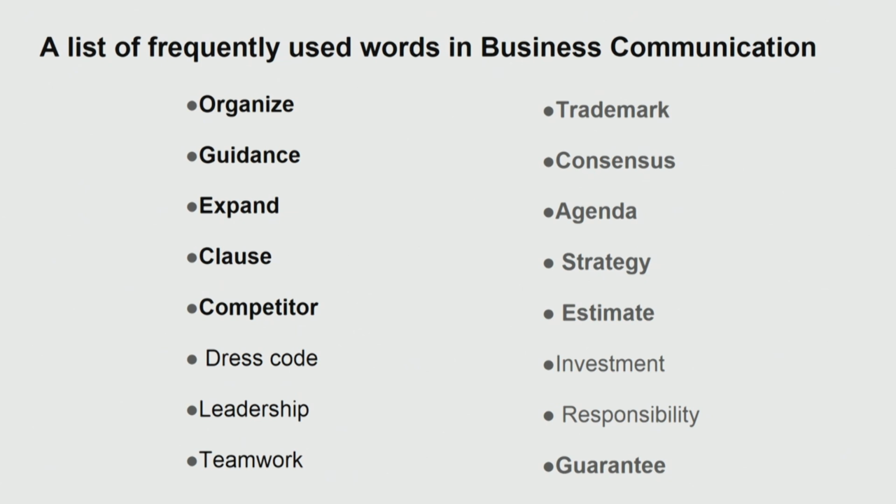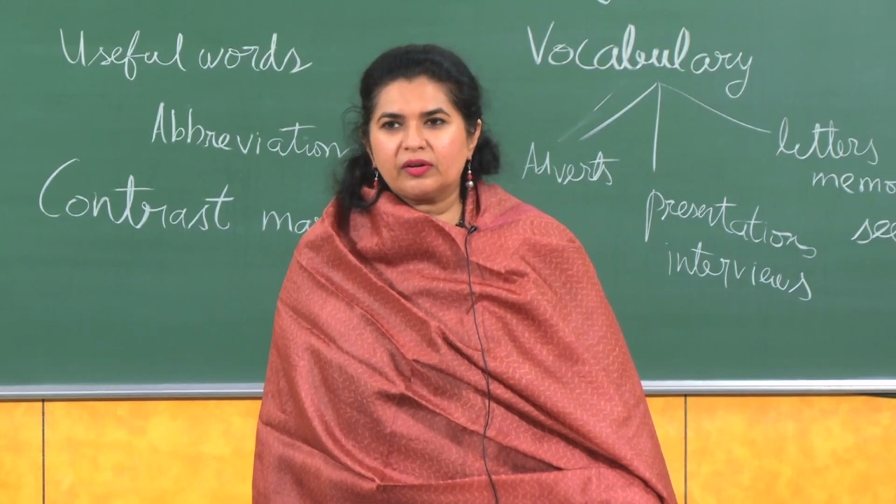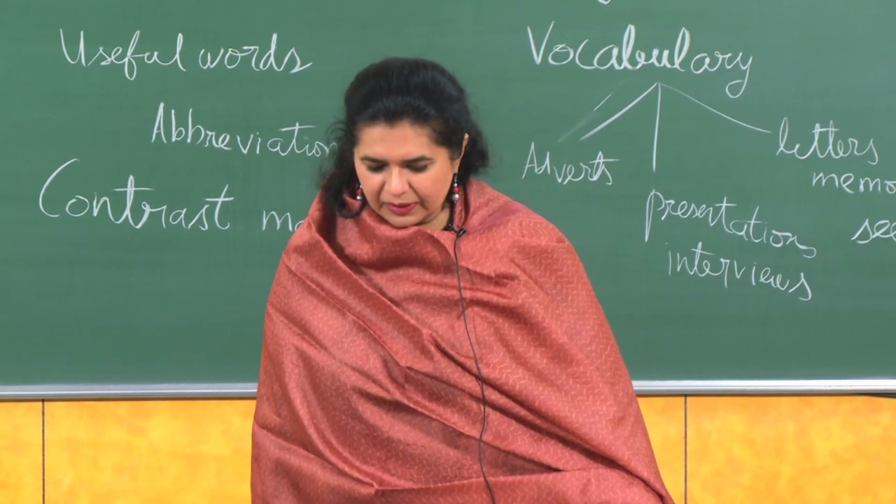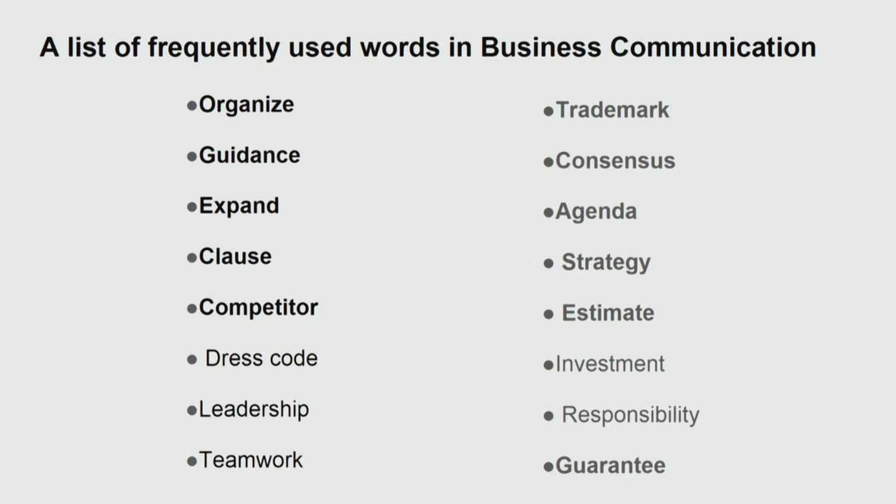Organize, गाइडेंस, किसी चीज़ का निर्देशन देना, एक्सपैंड, किसी चीज़ को फैलाना, क्लॉज, कंपिटिटर, ड्रेस कोड, किस तरह का पहनावा होना चाहिए, किस तरह के हम कपड़े पहन, कॉरपोरेट वर्ल्ड में, कॉरपोरेट की दुनिया में हम किस तरह के कपड़े पहने, तो उसे कहते हैं ड्रेस कोड. Dress code could be semi-formal or formal.